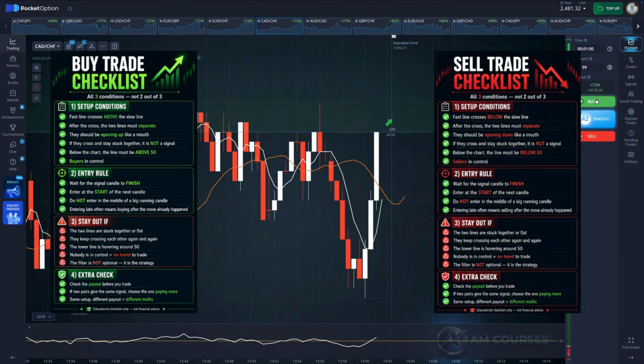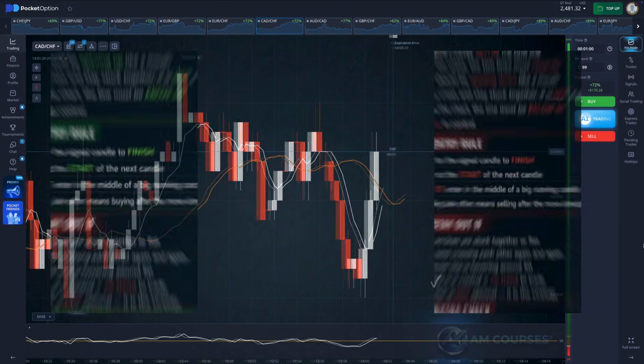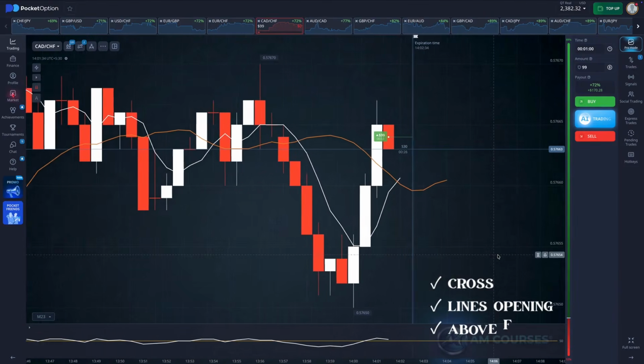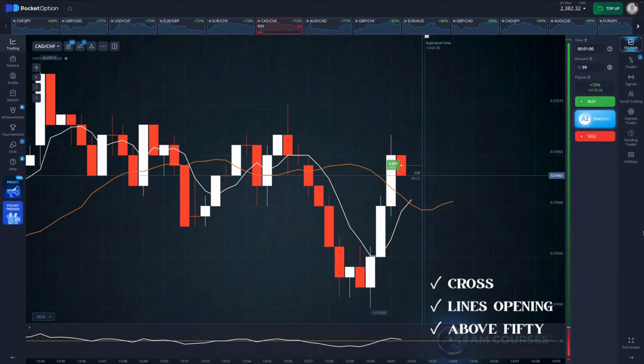That is everything. 3 conditions, 1 entry rule, 1 filter, 1 payout check. Now let us go through all 8 trades, exactly as they happened. First trade, watch the left side of the chart. Price falls hard, then stops falling.